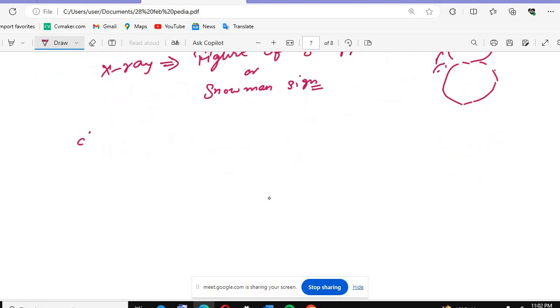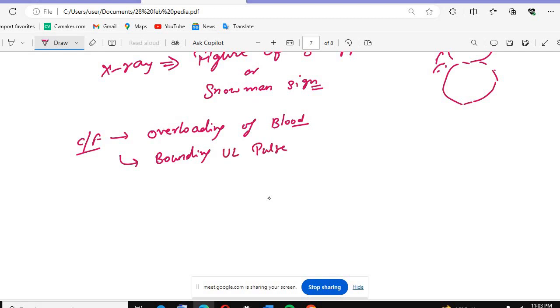In the clinical features, we see overloading of blood in this condition, due to which there will be a bounding upper limb pulse, along with a very feeble lower limb pulse. We have studied a pressure, pulse rate or BP difference between upper and lower limbs in Takayasu arteritis, the pulseless disease. But here, along with the bounding upper limb pulse and feeble lower limb pulse, the BP is more in the upper limbs than the lower limbs.